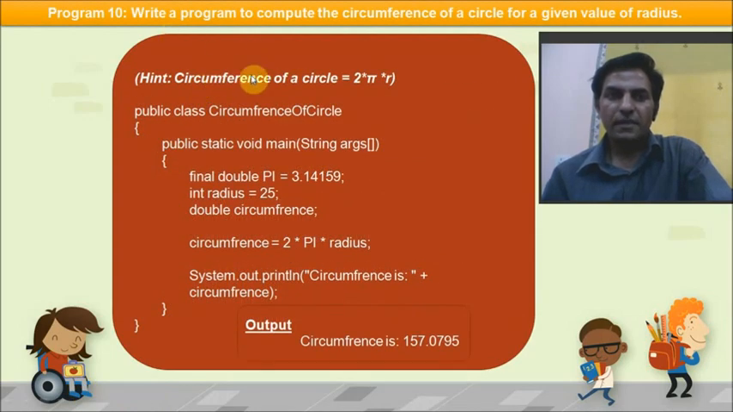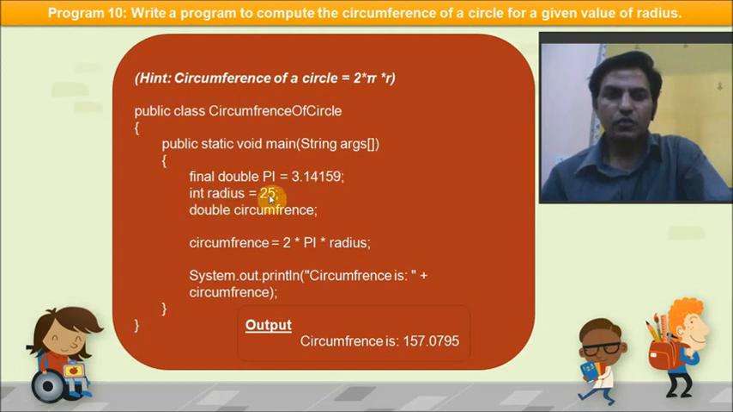Now, here I am displaying one program. You can see: write a program to compute the circumference of a circle for a given value of radius. The hint is given, circumference of a circle is equal to 2 pi r. Now, public class CircumferenceOfCircle is the class name. Public static void main String args. After that I have written the word final, that is double. The value of pi I am making constant, so I have written final double PI equal to 3.14159.